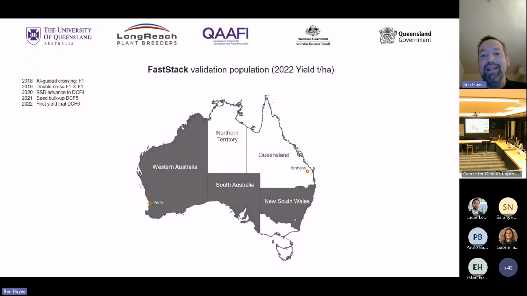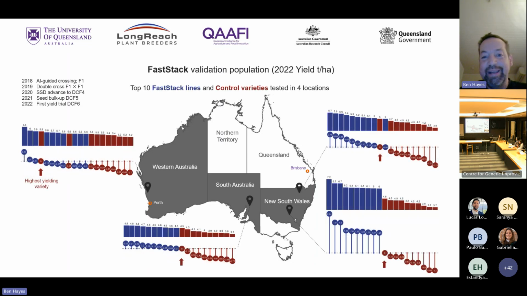When we took these stacked lines out to field trials, their yield was higher, substantially higher than check varieties. So just to show you that, we ran this program in 4 regions in Australia. And on the y-axis of these little graphs, you've got the yield of these wheat lines. On the x-axis is the different lines ranked. And the blue lines are our stack lines, and the red lines are the control varieties. So you can see we're getting quite a bit higher yield, which is pretty exciting.